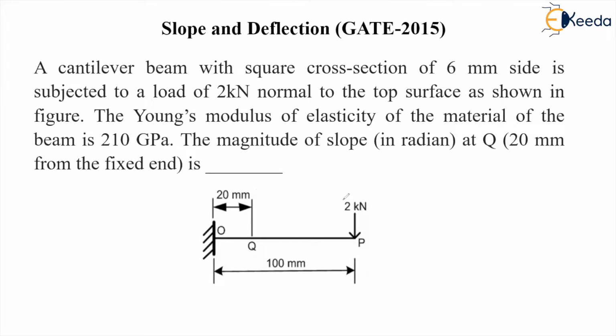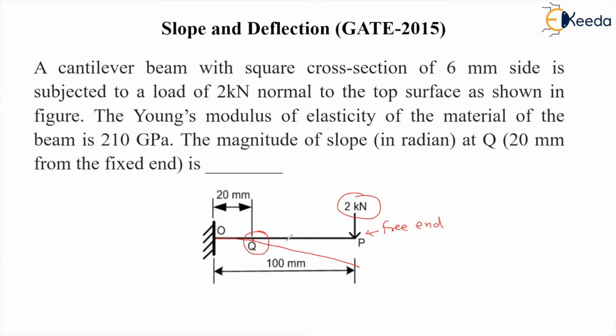So basically we have a cantilever beam at which a 2 kN load is applied at the free end. This is the free end, and we have to find out the slope at this point. What is the slope at this point? So there is some slope at point Q. This we have to find out, right?